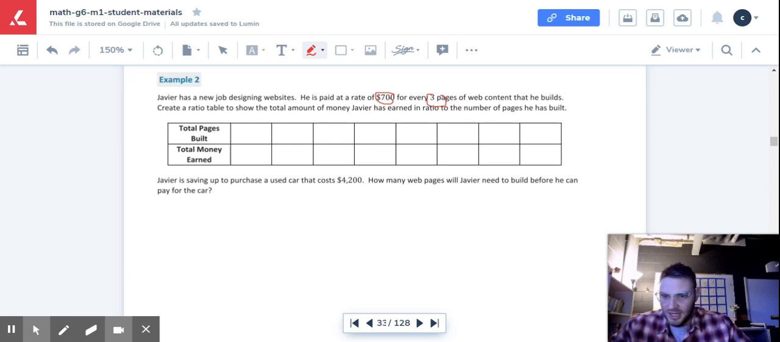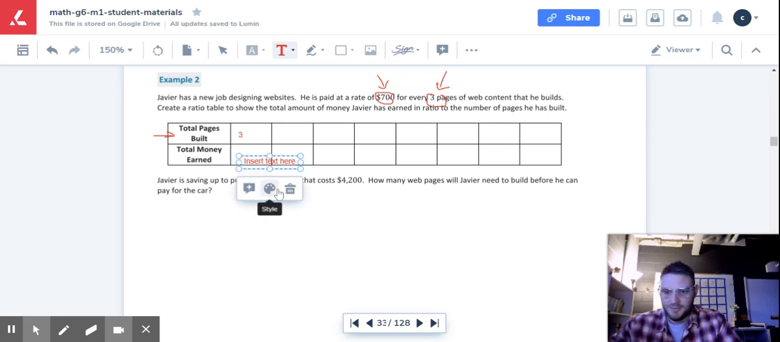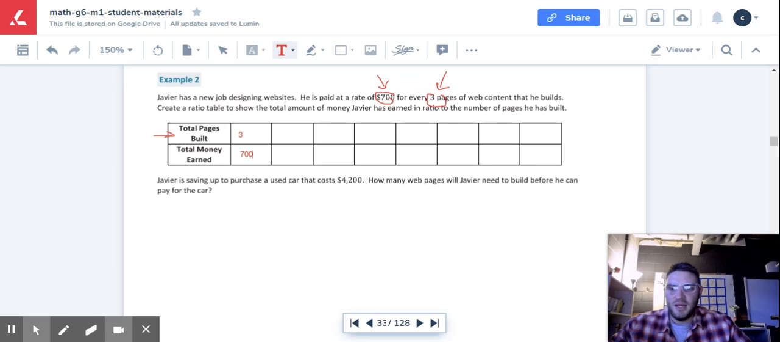Okay, so here it's a little bit out of order. Let's just look at it. The first one was money, okay? And then it was the amount of pages. But up here, it's looking at pages first, okay? So the first amount of pages was 3. And for that, he earned $700, right? $700, okay? Well, then if he builds 3 more pages, how many pages would he build? He'd end up with 6.